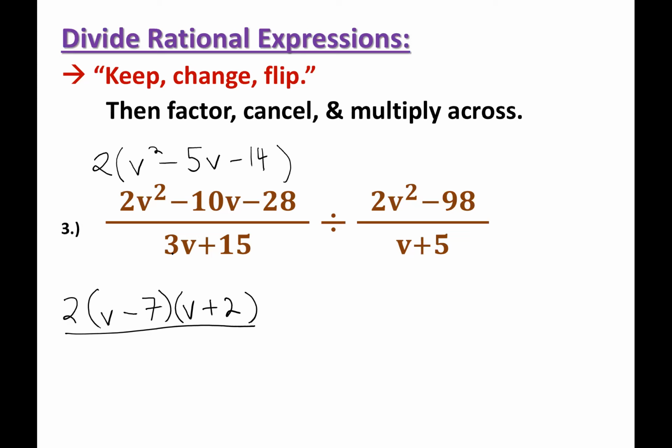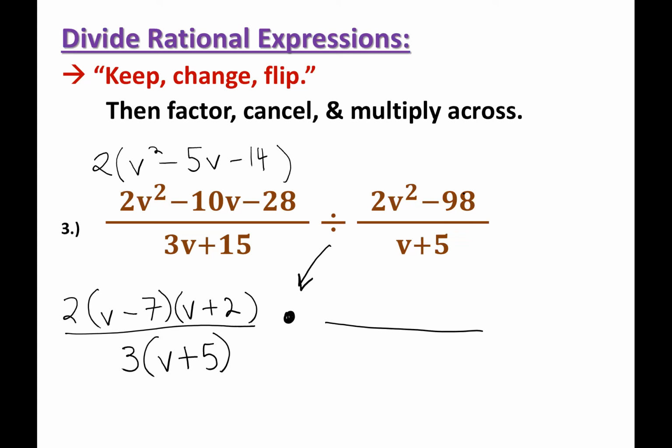Let's move to the denominator, 3v plus 15. There's only two terms. There's a common factor of 3. We can take out the 3, and then in parentheses, we're writing v plus 5. Okay, so I think we're all good with that first fraction. There doesn't appear to be any common factors that we can cancel out yet. So we'll just keep going. Keep in mind we're doing keep, change, flip because this is a dividing problem. So this division sign is about to change to multiplication.